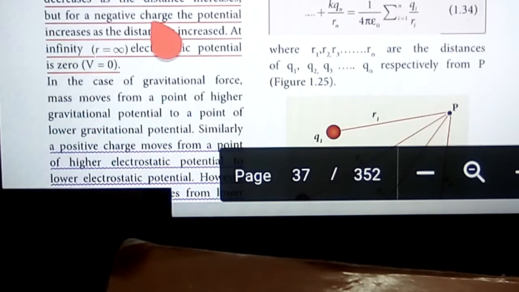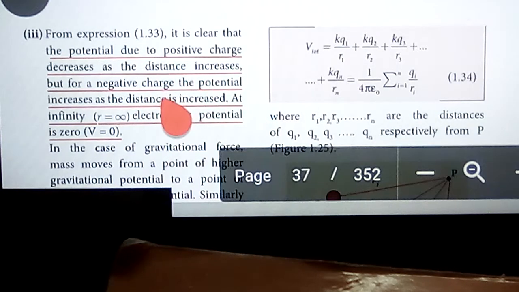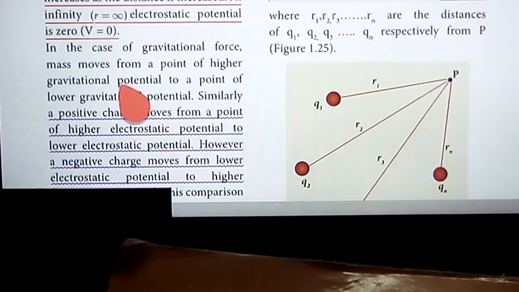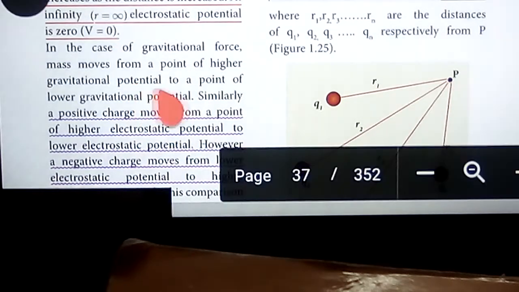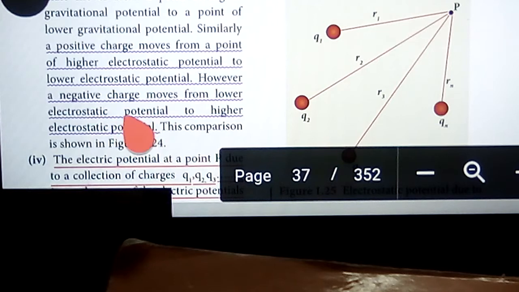The next important thing to remember is that the potential due to a positive charge will decrease as the distance increases, but for a negative charge the potential increases as the distance is increased. So at infinity the electrostatic potential is 0, and in the case of a gravitational force, the mass will move from a point of higher gravitational potential to a point of lower gravitational potential. Similarly, in electrostatics, a positive charge will move from a point of higher electrostatic potential to lower electrostatic potential, but the negative charge will move from lower electrostatic potential to higher electrostatic potential.